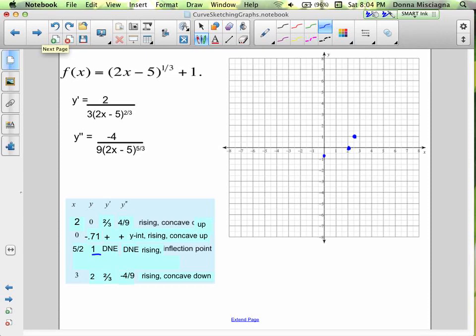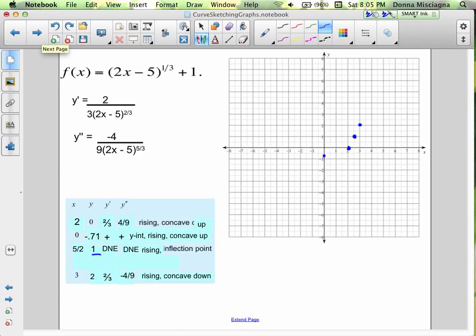Then we have one other point we plugged in there so we can have some points on either side so we can get that concavity right. If I plug in a point greater than 5/2, such as 3, right, well, if we plug that into f of x, we get 2. So that is another point for us to try to get the concavity correct, right?